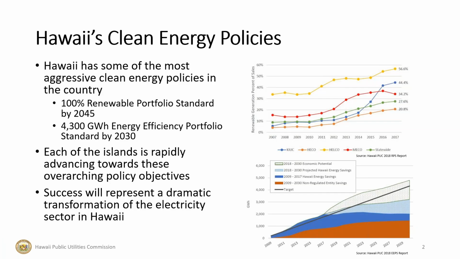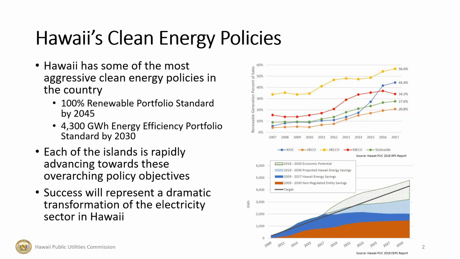So just a bit of background, Hawaii has some very aggressive clean energy policies, including a 100% renewable portfolio standard by 2045 and a 4,300 gigawatt hour energy efficiency portfolio standard by 2030. Each of the islands is moving rapidly towards these overarching policy objectives.